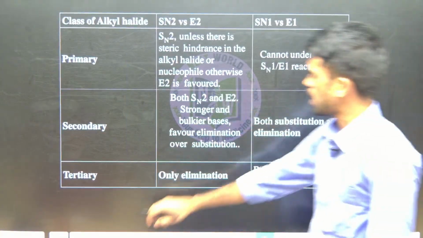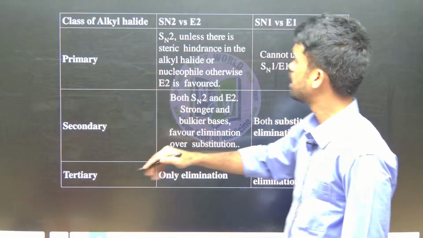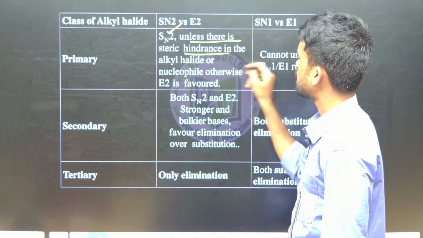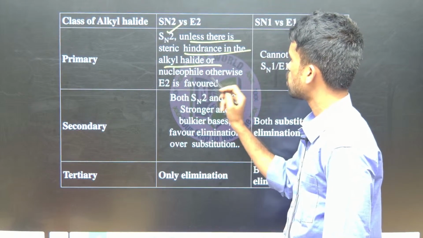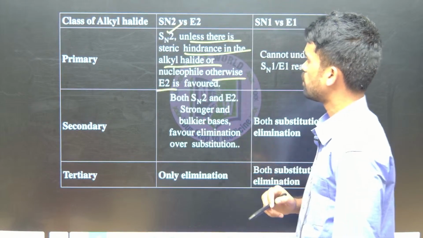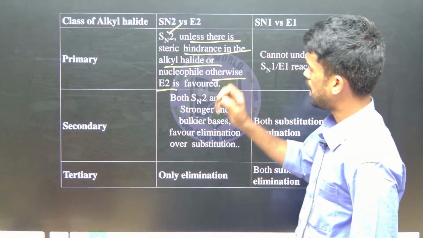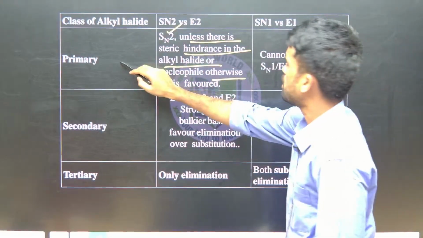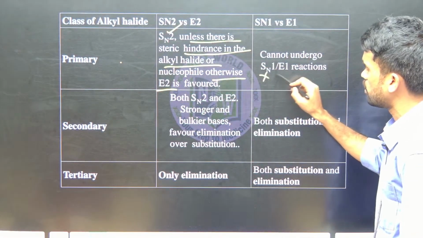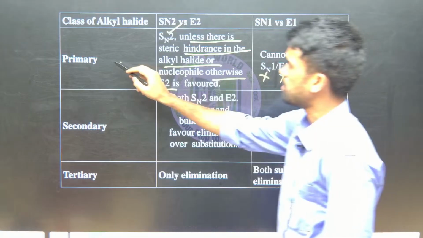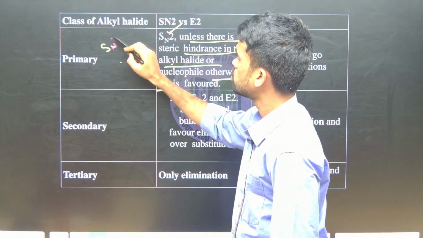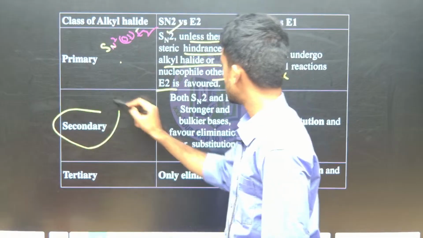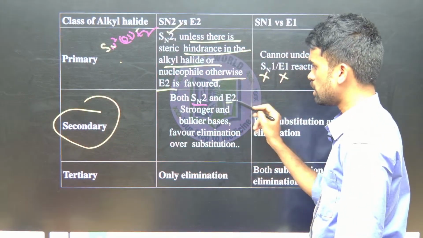If it is a primary alkyl halide, it will follow the SN2 mechanism unless there is steric hindrance in the alkyl halide or nucleophile, otherwise E2 will be favored. So it depends on the base also, anyway SN2 and E2. When it is primary, it cannot undergo either SN1 or E1. Primary means SN2 or E2. When it is secondary, both SN2 and E2 are favored.